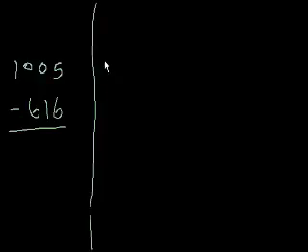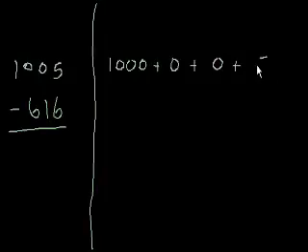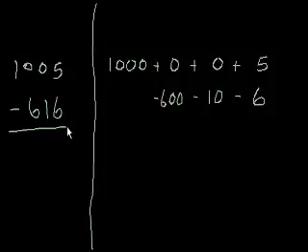So that is equal to 1000 plus, let's say, 0 hundreds plus 0 tens plus 5, right? 1005 is just 1000 plus 0 plus 0 plus 5. And then that's minus 616. So that's minus 600 minus 10 minus 6, right? 616 could be rewritten as 600 plus 10 plus 6. And I put a minus there because we're subtracting the whole thing.